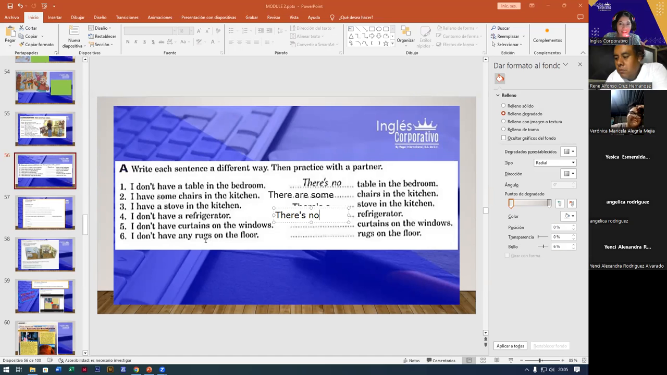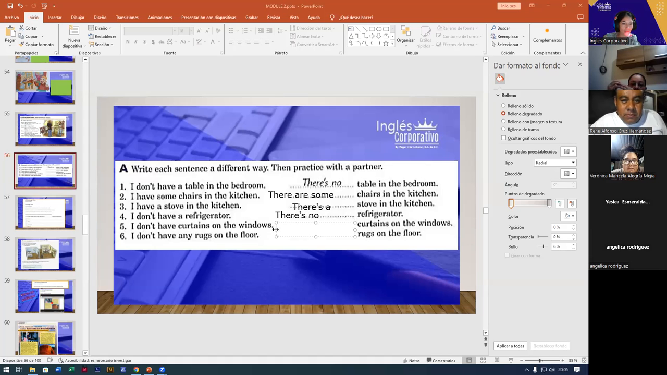Now, number five, Rene, continue. Number five says, I don't have curtains on the windows. Is this affirmative or negative? It's negative. Remember yesterday we studied there is and there are, the verb haber, existence. There is for singular and there are for plural. But we have affirmative and also negative. There's is for singular, right? But here it is plural because it's curtains. I don't have curtains on the windows. What is the other option?